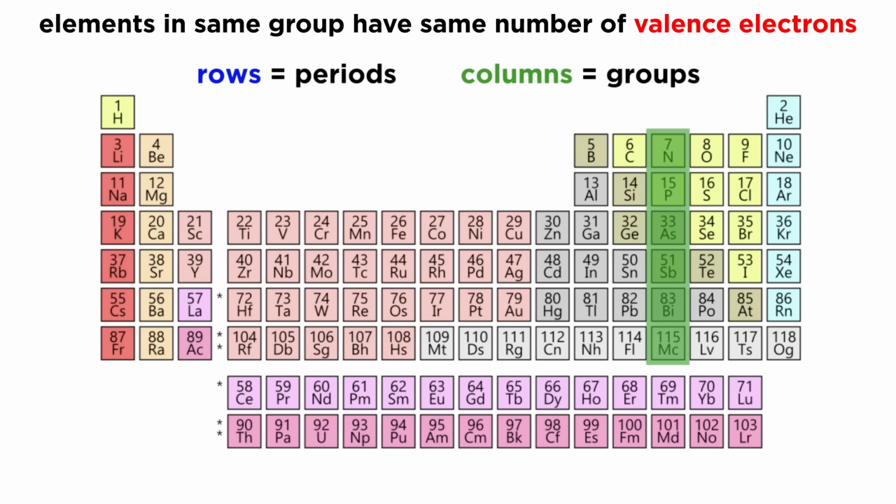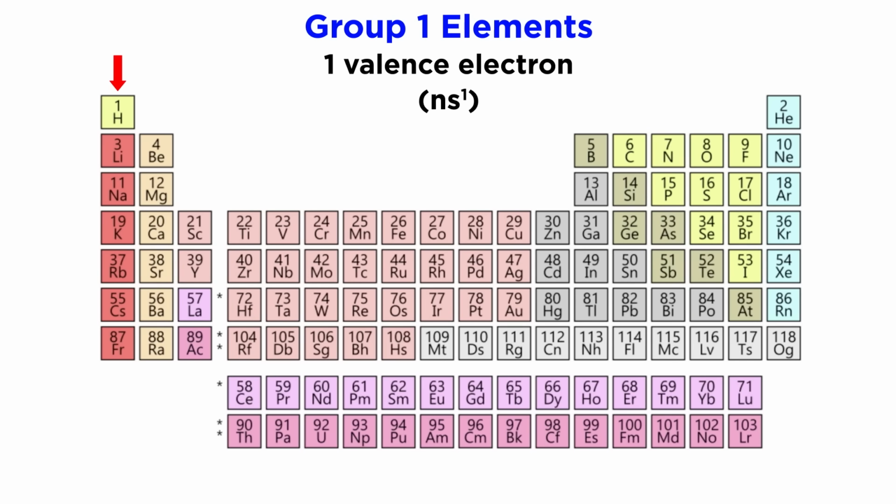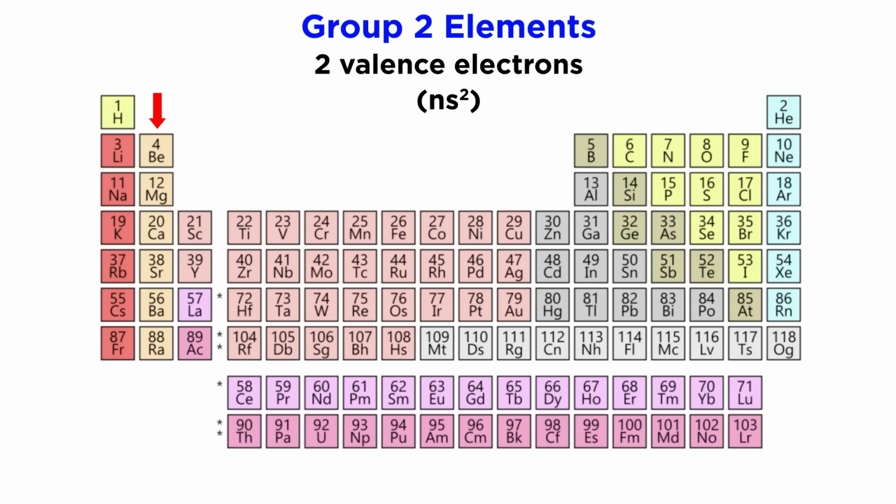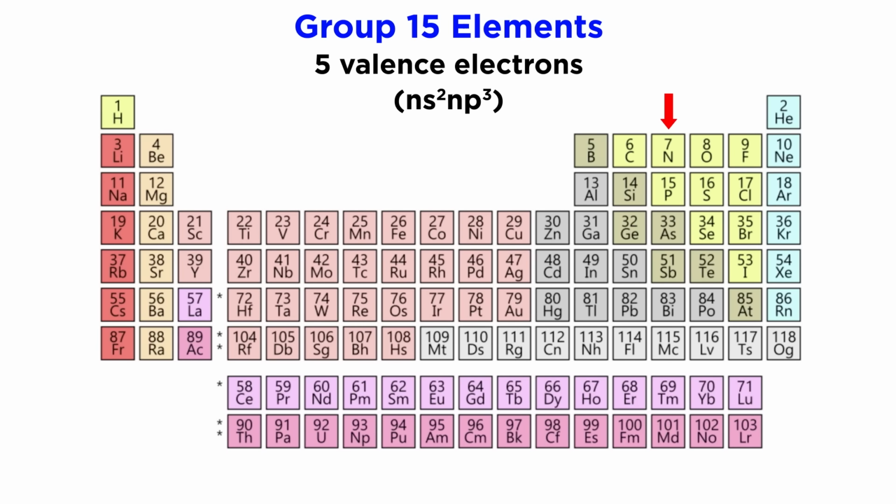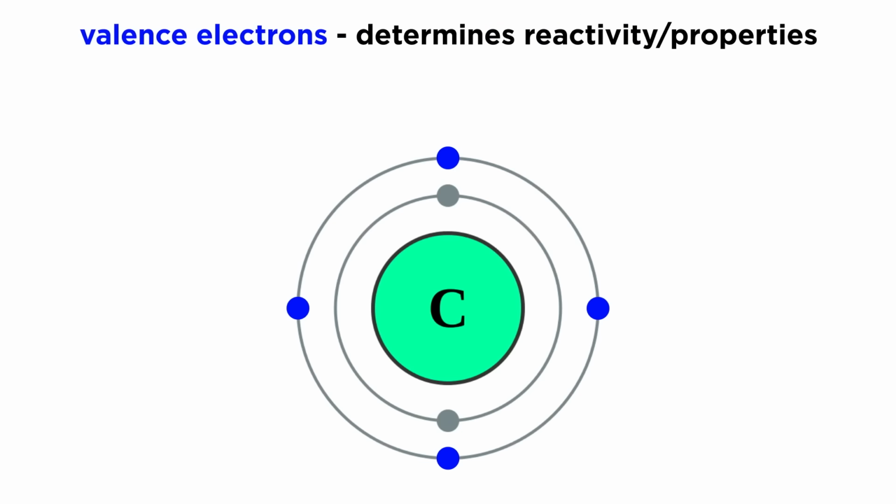Specifically, they have the same number of valence electrons, which are the electrons in the outermost shell. In group 1, all the configurations end in s1. In group 2, they end in s2. You can see that in every group, the electron configurations end the same way as the other elements in that group. So as we move forward and learn about the periodic table, it is the number of valence electrons that will determine the reactivity and properties of any particular element, as the valence electrons are the ones that are available to do chemistry.